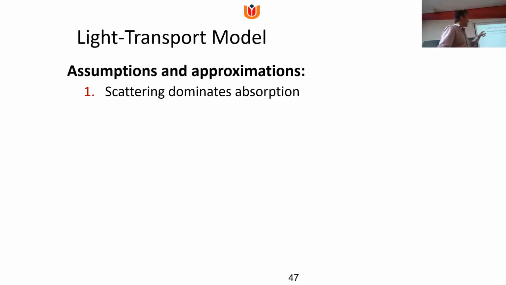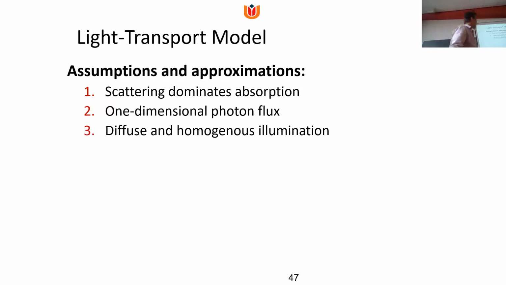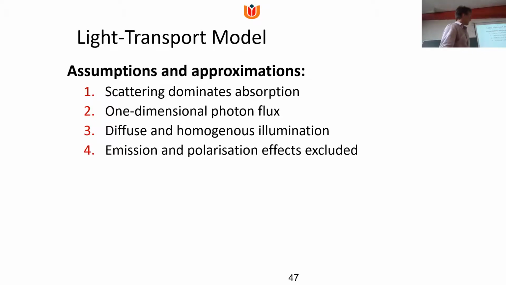We use a diffusion model. And once you have the diffusion model as a theory, you know what I'm talking about here, scattering dominates absorption. Otherwise, we will never have this diffuse field of light in our medium. We have a one-dimensional photon flux, so you have your photon flux in, and it can either go up or down. That's a simplification, of course. We have some diffusion, so there's no directionality anymore when light enters the medium. Then you can start building up the diffuse field that I sketched here. And we don't have polarization effects or emission effects.